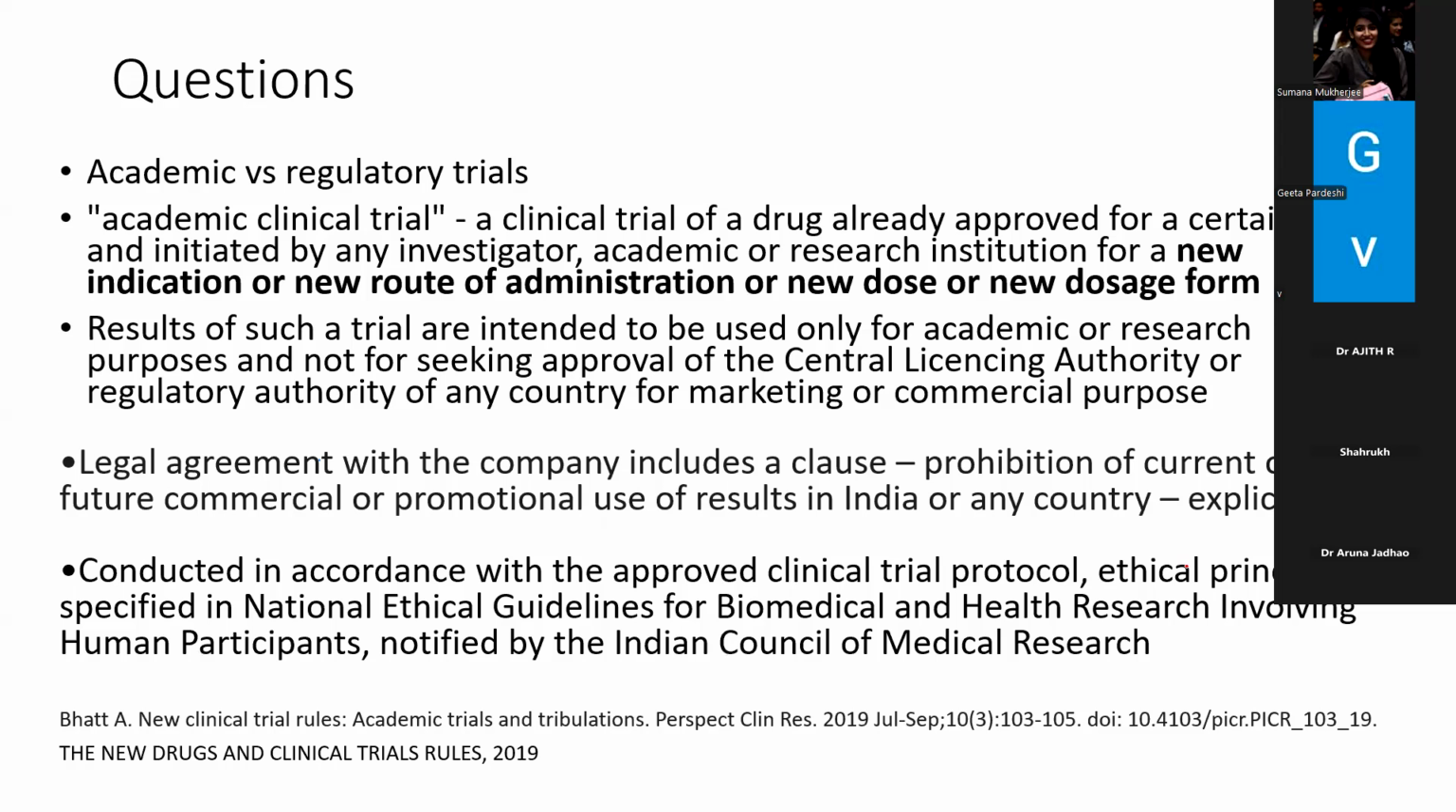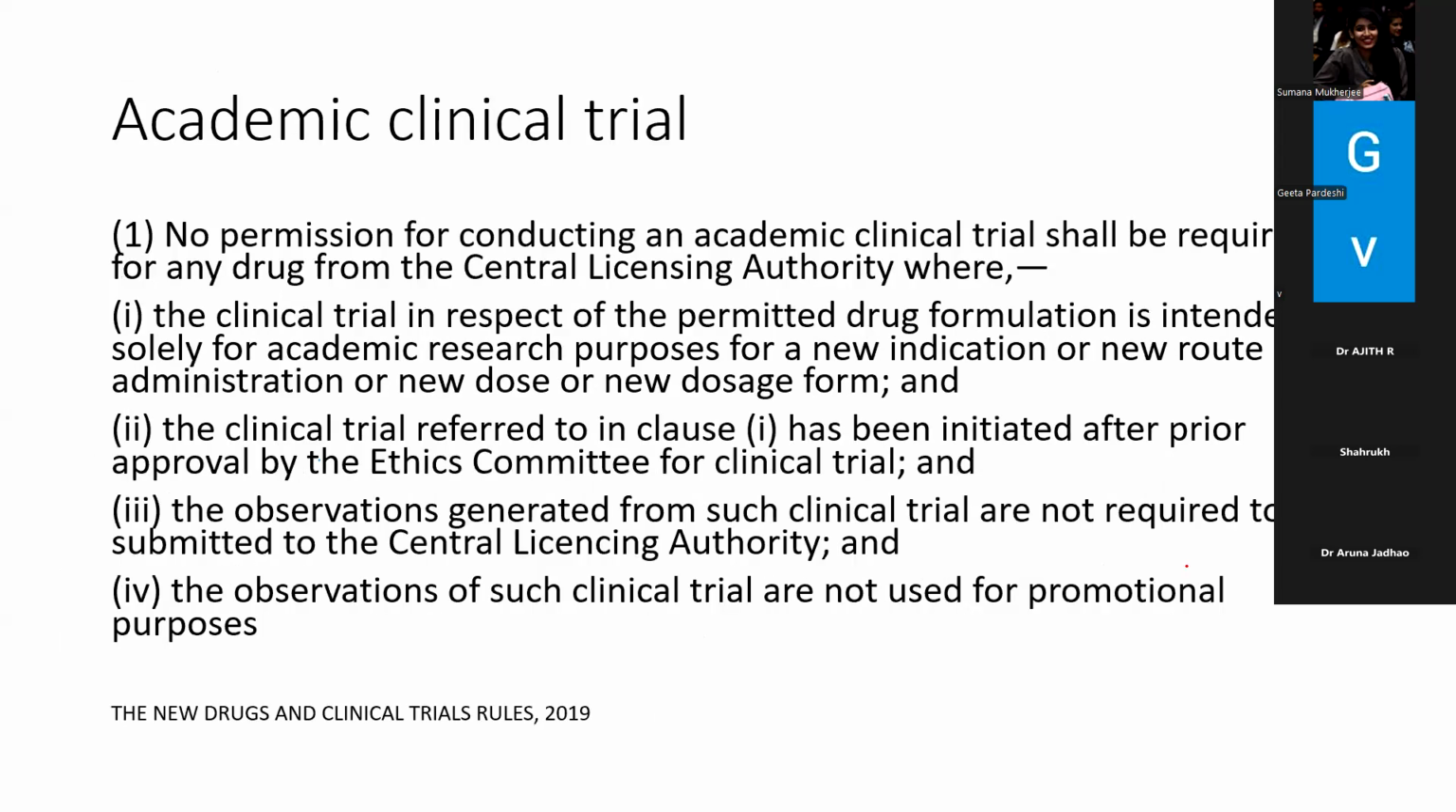He had asked about the difference between academic and regulatory trials. Academic clinical trials are the trials which are initiated by investigators and scientists in institutions and not by pharmaceutical companies or by industries. They are done for new indications, new routes of administration of the drugs which are already being used, or new doses or new dosage forms. These kinds are known as academic clinical trials. So they will not need approval from the central licensing authority. I have mentioned two references below. If anyone is interested in this, they can read the references in detail. So I will not go into the details of an academic clinical trial.